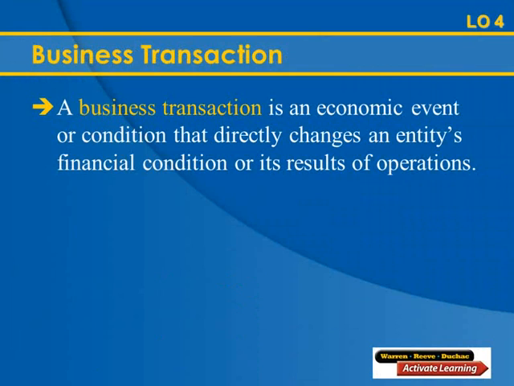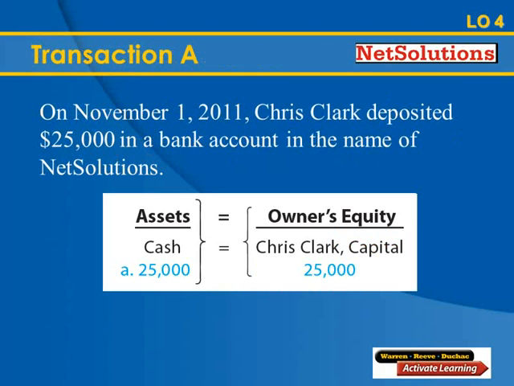A business transaction is an economic event that directly affects two or more of the elements of the accounting equation. Every time a business transaction occurs, its effect on the accounting equation must be recorded. On November 1st, 2011, Chris Clark begins a business that will be known as Net Solutions. This lecture will illustrate how transactions change the elements in the accounting equation.